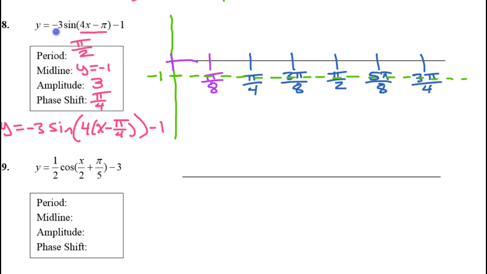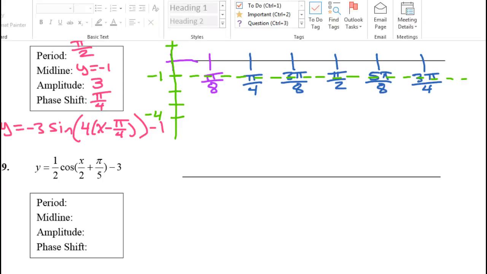Now, the amplitude is 3, so I need to go up 3. So 1, 2, 3. That's going to be positive 2. And I need to go down 3. So this is -4 right here. These three values have to be on your y-axis: your high, your midline, and your low. So now we can go ahead and do the function.